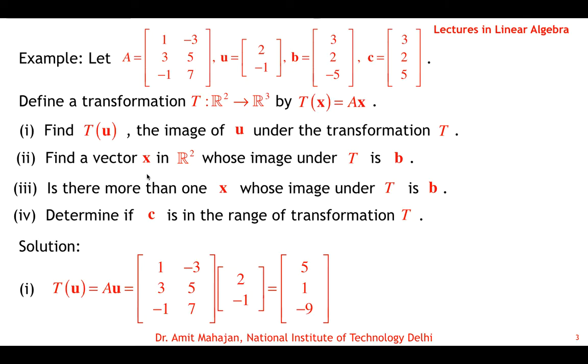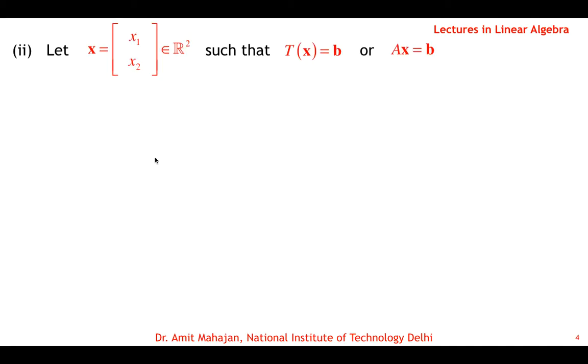Now the second part is to find a vector x in R2 whose image under T is b. So if you are given this b vector and it has a pre-image x, that means T(x) is equal to b, and we need to solve to find the x vector. Let x be the vector with elements x1, x2, such that x belongs to R2, such that T(x) = b, or Ax = b. So b is given, the matrix A is known, we need to calculate the vector x, and we know how to solve the non-homogeneous system of equations by writing the augmented matrix and reducing it to find a solution.